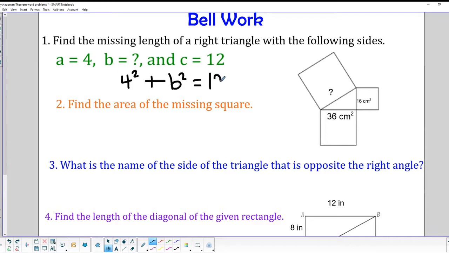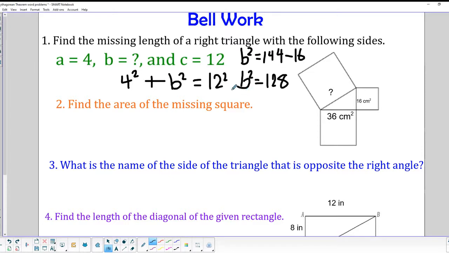equals 12 squared. And then to find b squared, we just do b squared equals 12 squared, which is 144. And then we have to subtract a squared, which would be minus 16. And so 144 minus 16, we'll use our calculator for that. So we'll have 144 minus 16 equals 128. So b squared equals 128.